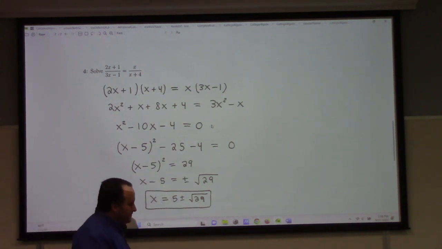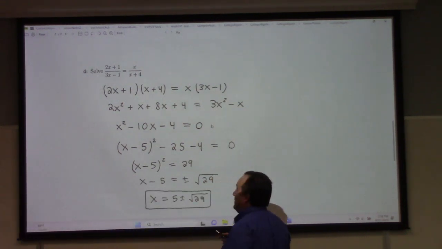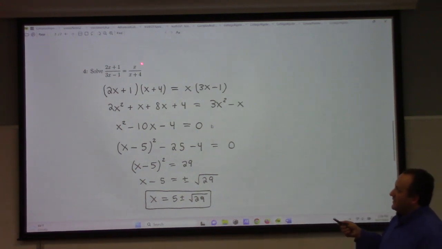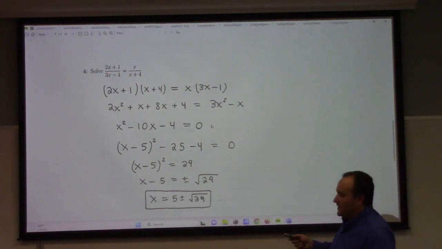Problem number four. What I did was I cross multiplied. I multiplied 3x minus 1 over there, and I multiplied x plus 4 over there.